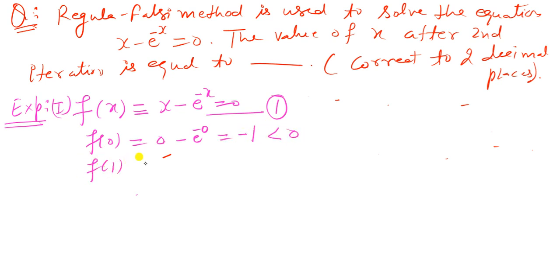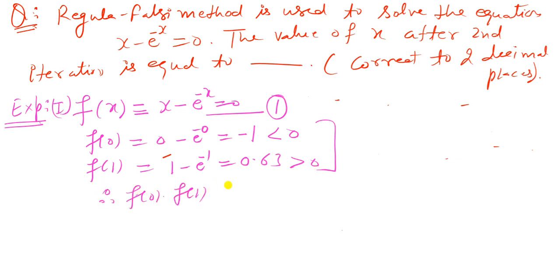Put x is equal to 1. So this is 1 minus e raised to the power minus 1, and this value is 0.63. This is greater than 0. So here we obtain the two functional values, and the functional value of f of 0 is negative and f of 1 is positive. So therefore f of 0 into f of 1 is less than 0, that is the root lies between 0 and 1. So now in step 2, perform iteration 1.